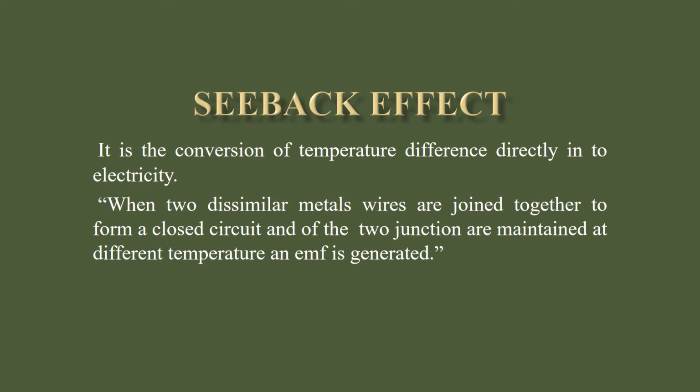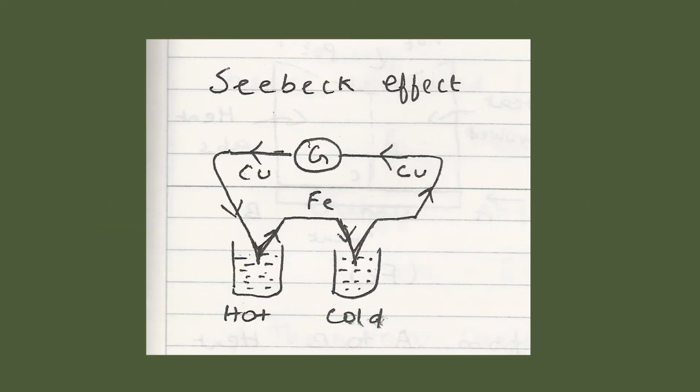That is, when two dissimilar metal wires are joined together to form a closed circuit, and the two junctions are maintained at different temperatures, an EMF is generated. This is the figure representation of the Seebeck effect. It consists of two different metals, copper and iron, both connected to a galvanometer G and to beakers with hot and cold junctions.